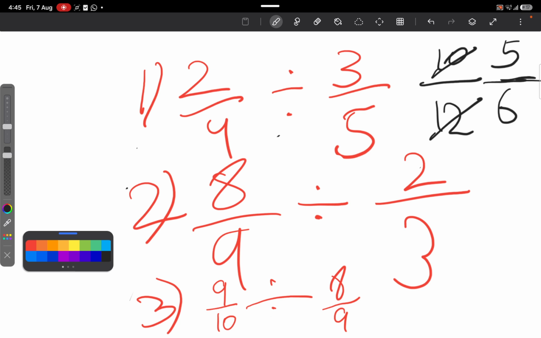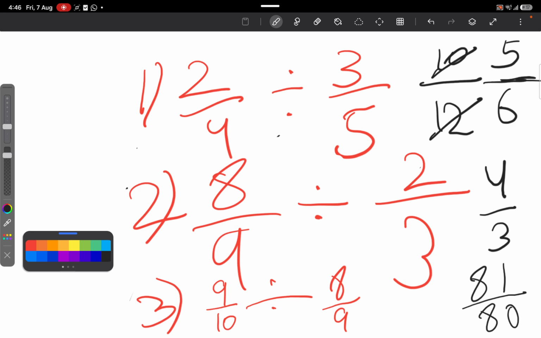And here the answer is 4 upon 3. Yeah, it was taking time to come. And here our answer is 81 upon 80. So here we got some answers, and if you were able to solve it, good. Now the problems of multiplying and dividing a fraction are easy for you.